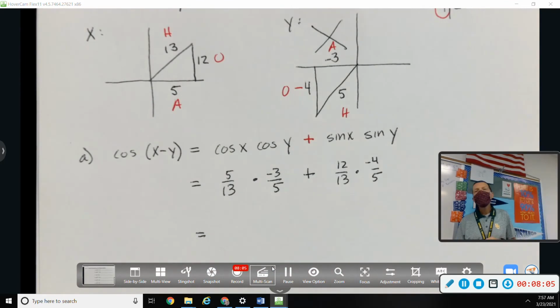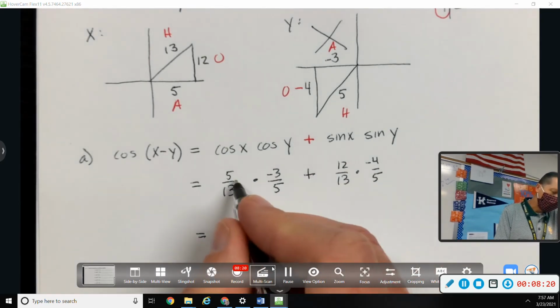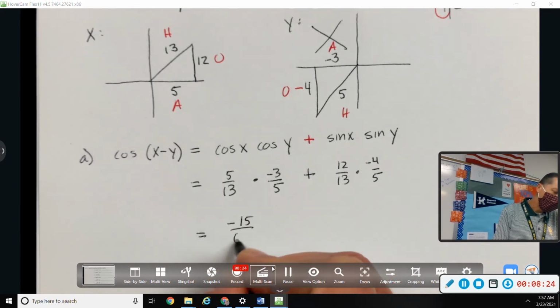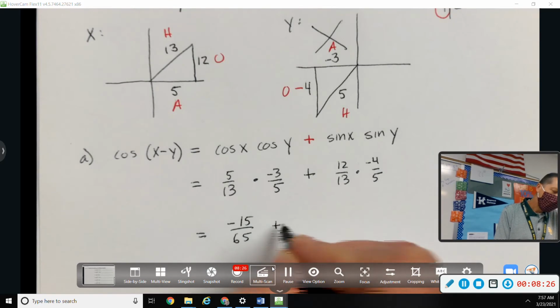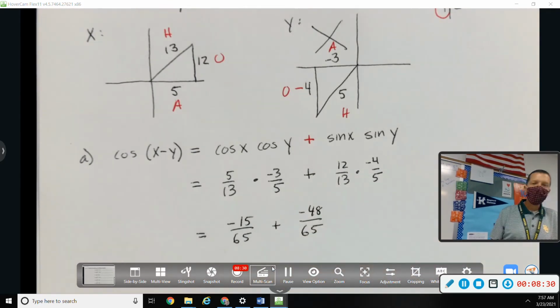Now, you may use your calculator on these if you want to. To me, I would use some calculator and some not calculator, because that's a lot to type in, parentheses, and it's a real easy way to mess things up. I would avoid the calculator if you can do it, because I know how to multiply fractions. -15 over 65 plus -48 over 65.